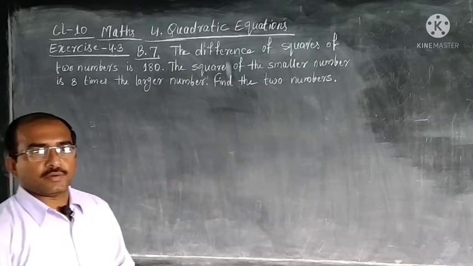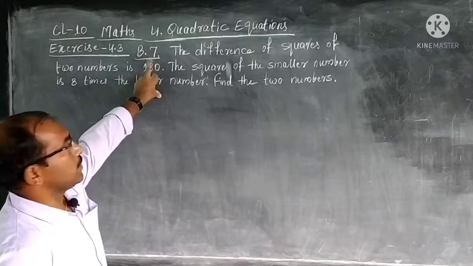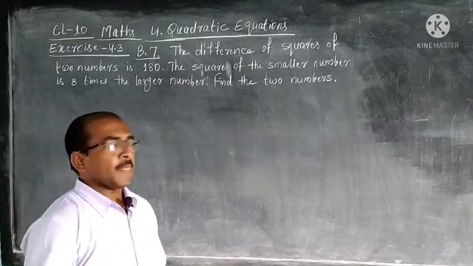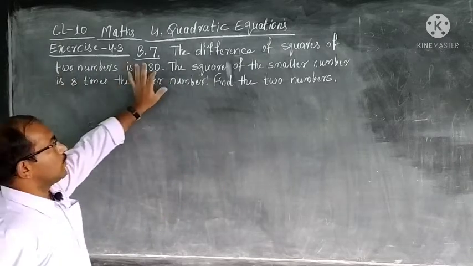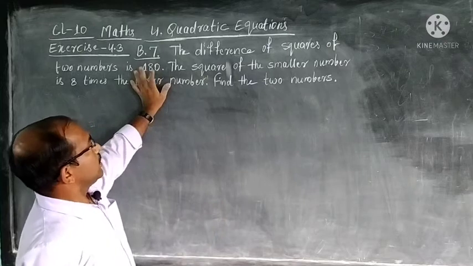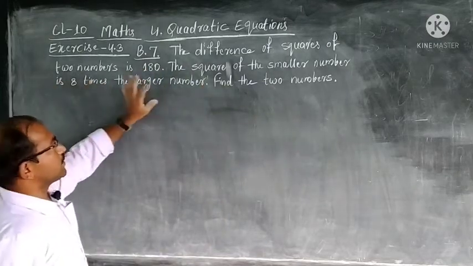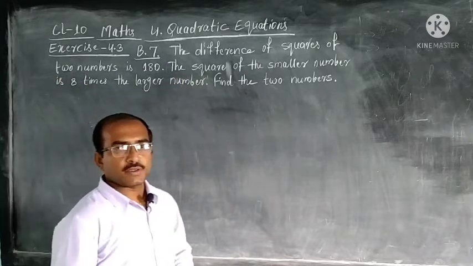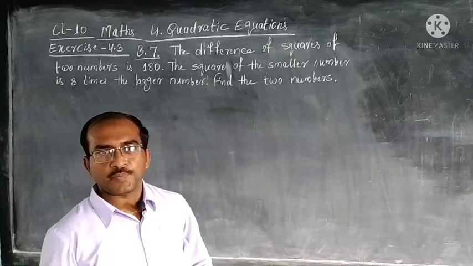So, now we are starting in this video question number B7 of exercise 4.3. Let us start. The difference of squares of two numbers is given, that is 180. The square of the smaller number is 8 times the larger number. Find the two numbers.